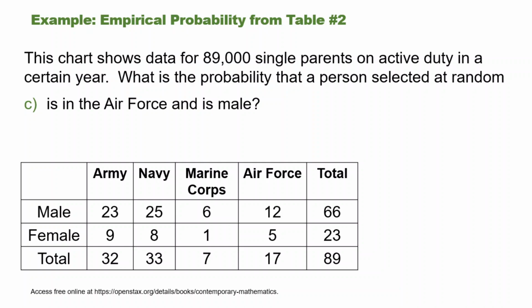Using the same table, same information, we have part C. The probability that a person selected at random is in the Air Force and is male. So this is the intersection of a column and row. We need to find the Air Force column and the male row. So in this chart, there are 12 labeled as being male in the male row and in the Air Force column. So this probability is 12 out of the total, which is 12 out of 89. And again, that is the value we're interested in.